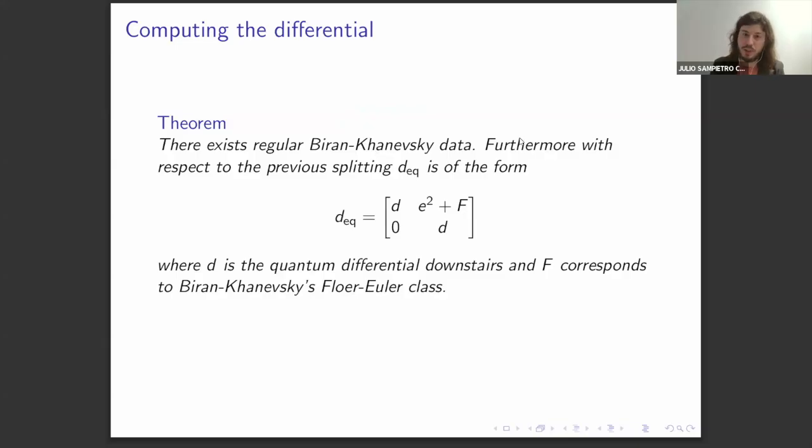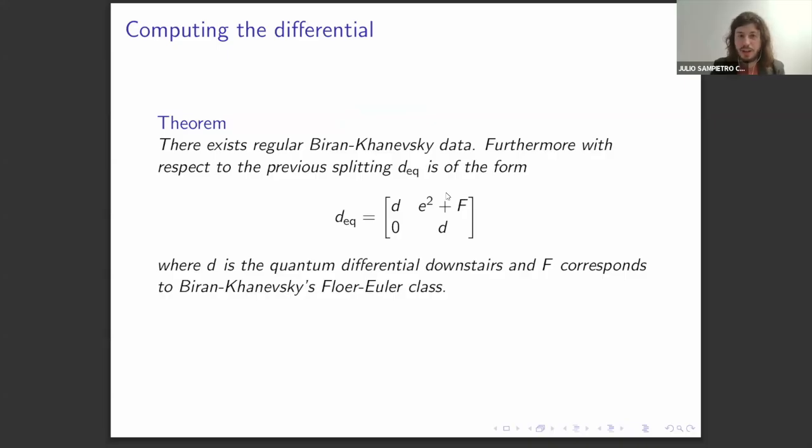And with respect to the previous splitting, the equivariant differential is going to be of the form d, e squared, plus f, d, and 0. So d is the usual quantum differential downstairs. E squared is just multiplication by the variable e, well, e squared. And f is a so-called Floer-Euler class defined by Biran-Khanevsky.